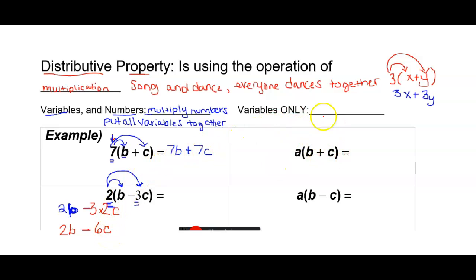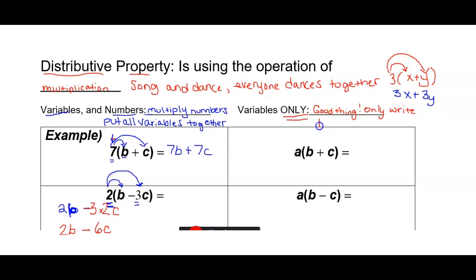Now let's go over to the next situation where you only have variables. And I know you guys are like, oh, I love math until variables come in. But when you're talking about the distributive property, when you see variables only, that's a good thing. Okay, so this is a good thing. Why? Because we only write them together.